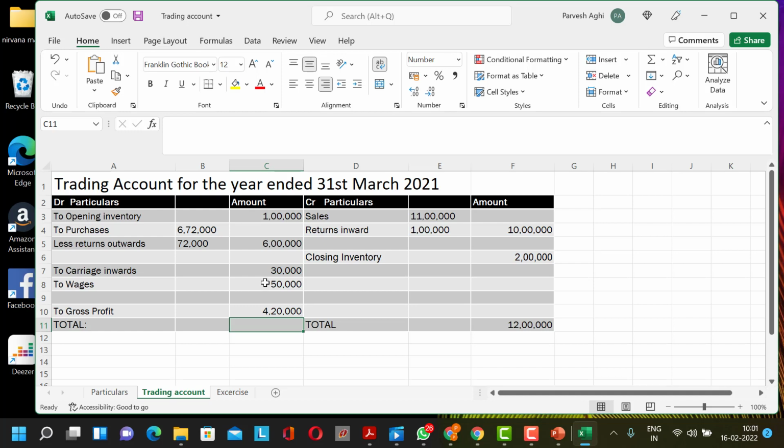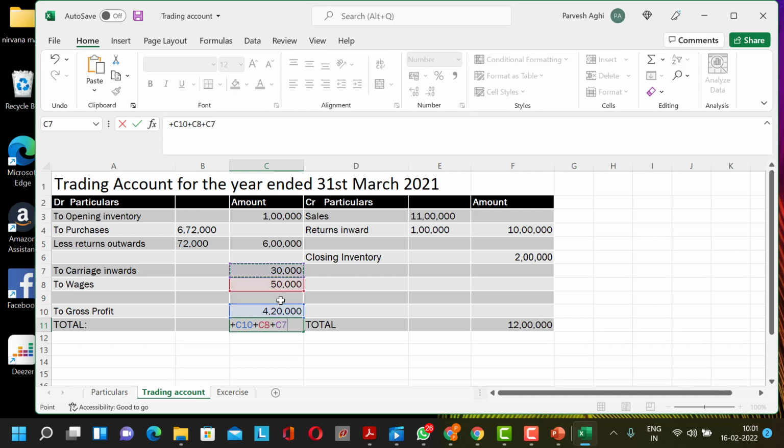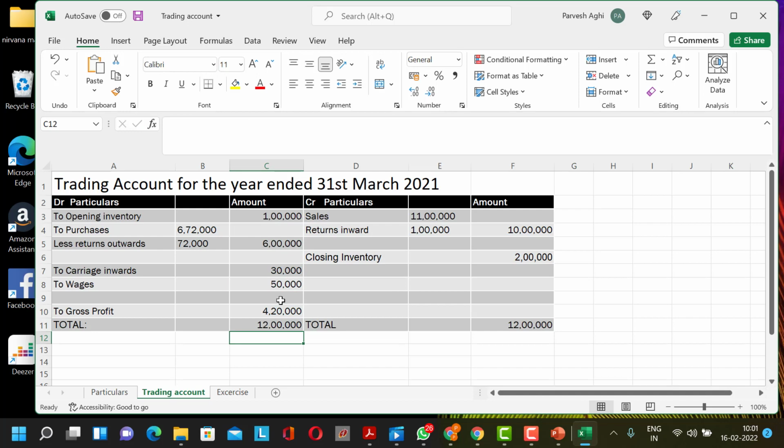So your gross profit is how much? 4,20,000. Now simply add them up. So you'll have 12 lakhs on both sides. So how much profit the company has made? 4,20,000. Okay. Just have a look on the trading account now. See, this was your sale, 10 lakhs. After the customers have returned everything, you sold them 11 lakhs, but they returned 1 lakh. So your sale is 10 lakhs.